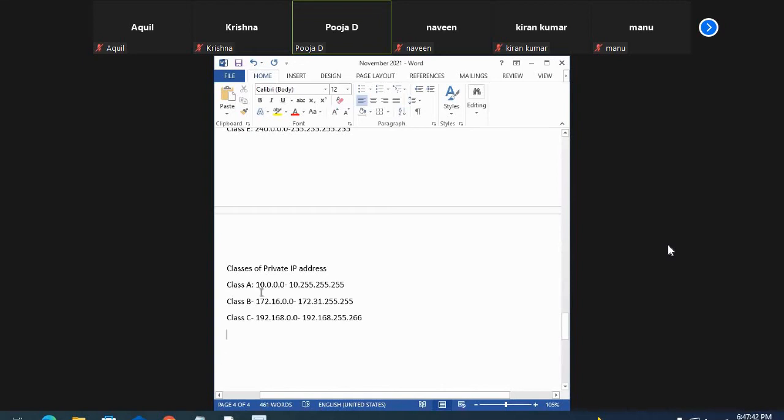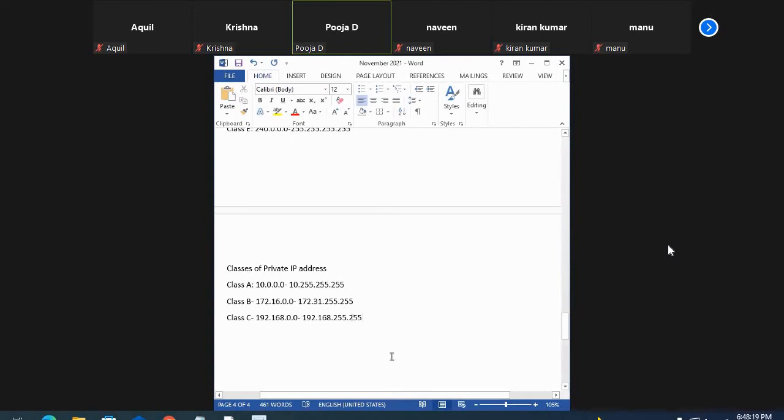There is one concept, DHCP, Dynamic Host Configuration Protocol, which is generally used in the network. So there is no need to assign an IP address to any device. Whenever you connect to your network, DHCP automatically assigns one IP address to your PC. You just need to configure a range for the DHCP. If I configure this range, how many IPs are there? 256 into 256, so these many IP addresses are available.